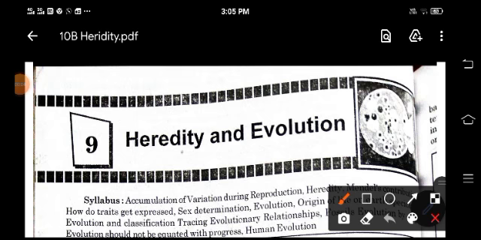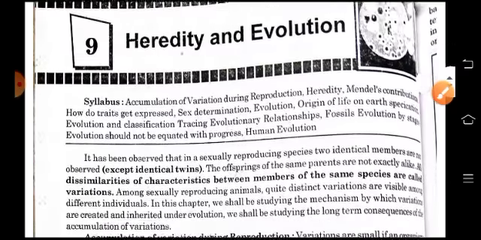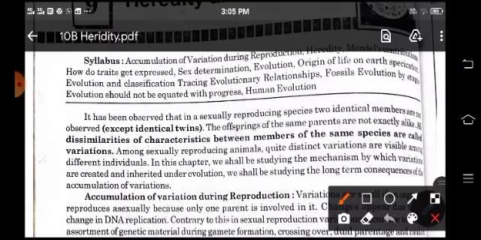Today we are going to start chapter 9, Heredity and Evolution. Children, you know that sexually reproducing species are not identical. The offsprings of the same parents are not exactly alike. They are dissimilar in character, and the members of the same species are also dissimilar, and these are known as variations. So the dissimilarities of characters between members of the same species are called variations.